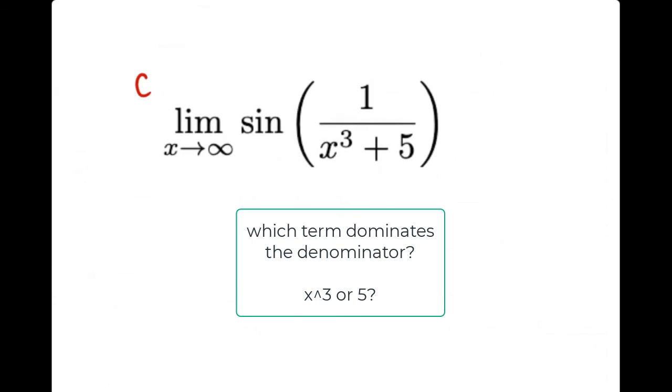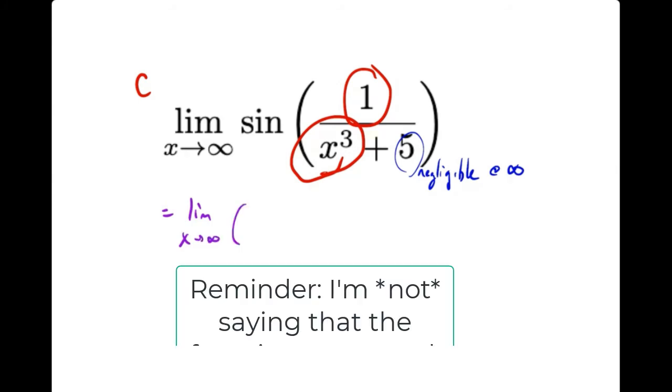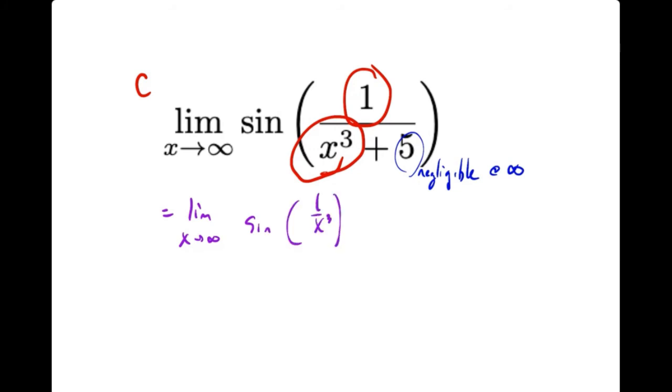Which term dominates the denominator? Those x values are getting bigger and bigger and bigger. So it's going to be the x cubed term in the denominator, because compared to infinity, 5 is negligible at infinity. In the numerator, I've got 1, so I can conclude that this limit is equal to the limit as x goes to infinity of sine of 1 over x cubed.